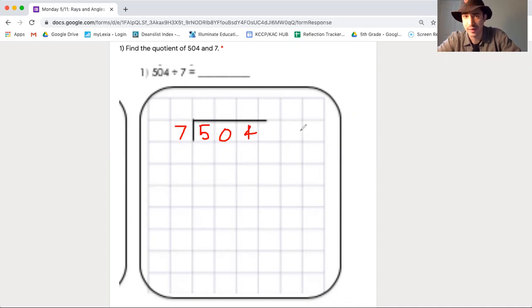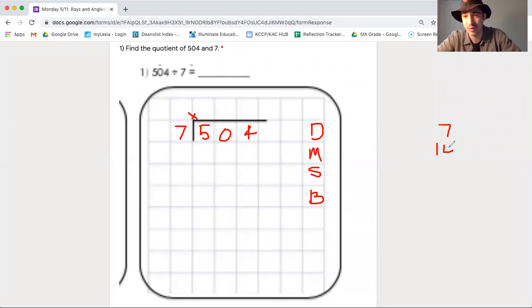Next thing I'm going to write, being a smart mathematician, is D for divide, M for multiply, S for subtract, and B for bring it on down and bring it on back. The other thing I'm going to write, because I'm not that great at sevens in my head, is I'm actually going to write out on the side right here my sevens so I can think about them.